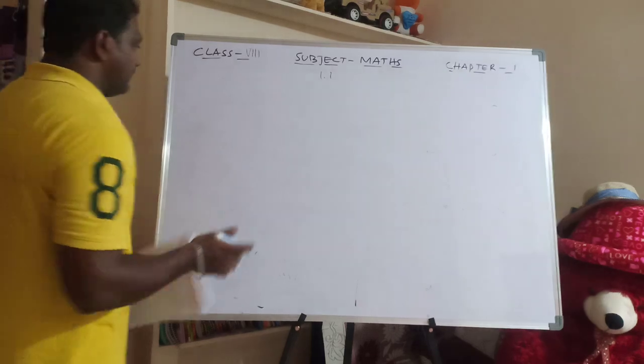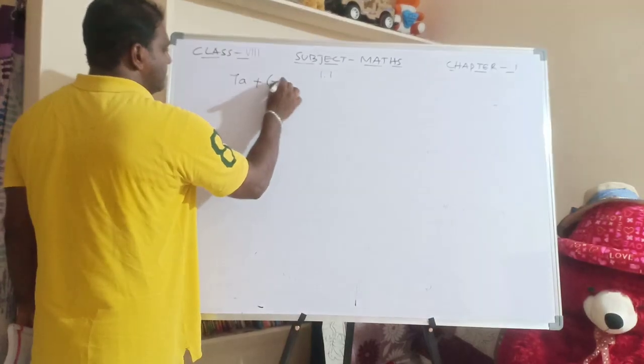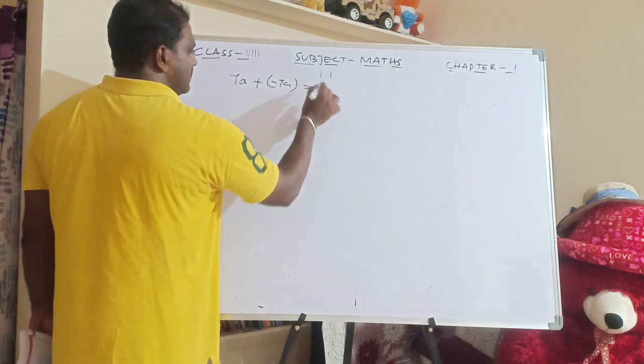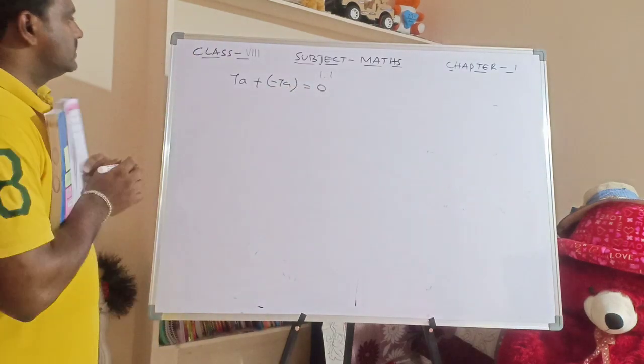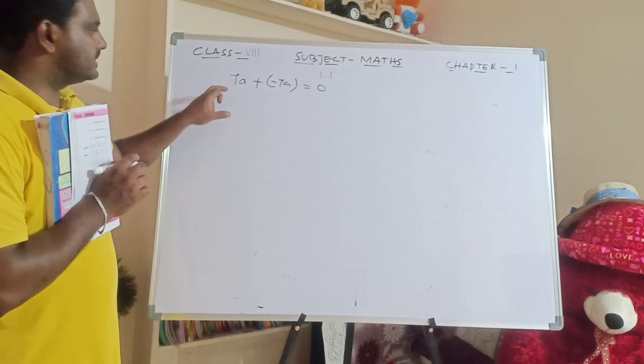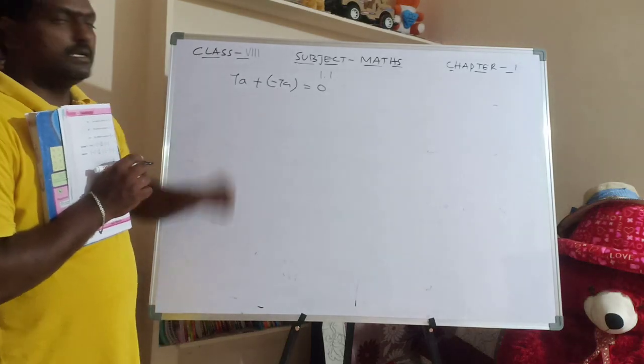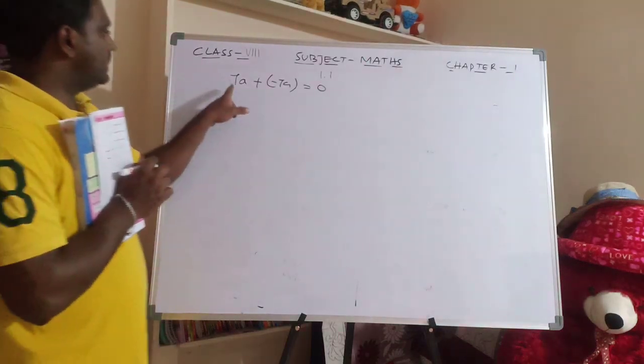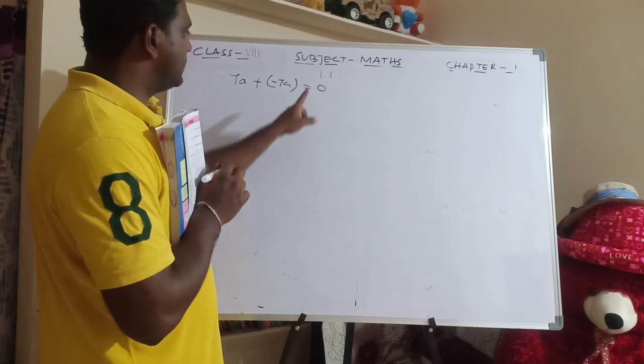Example number 7. 7a plus minus 7a is equal to 0. Look at this, 7a: if nothing is given, the plus symbol is there, and this is the minus symbol. So 7a minus 7a, I'll get 0.